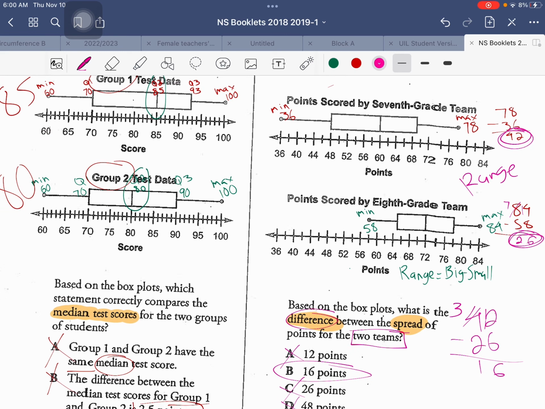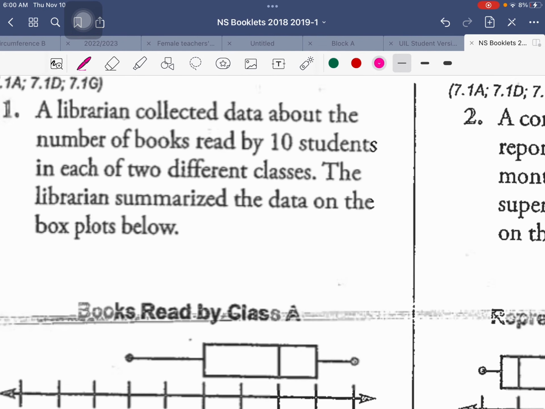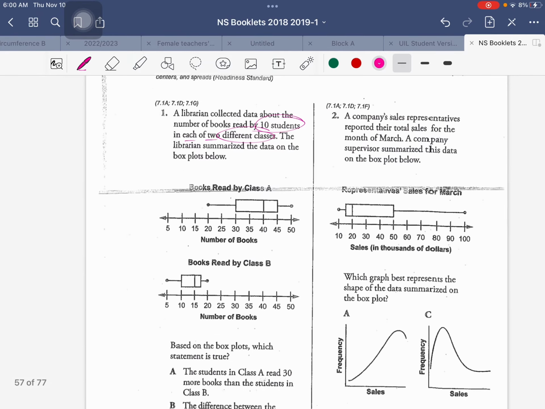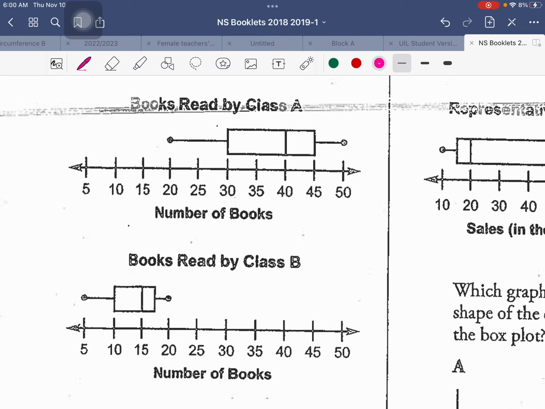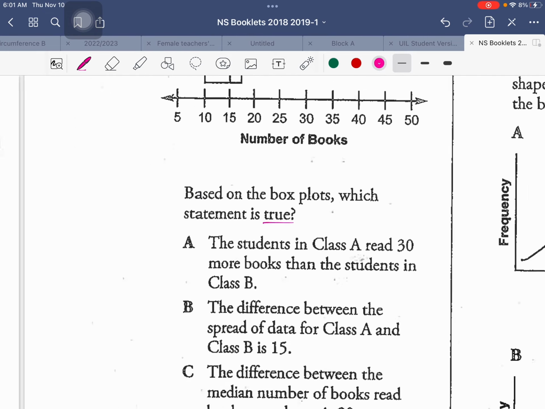Okay, I'm going to move on. You can pause at any moment if you think I'm going too fast. Pero, vámonos. There's no time to waste. A librarian collected data about the number of books read by 10 students in each of 2 different classes. The librarian summarized the data on the box plots below. So right here, I have the box plots. Books read by Class A and books read by Class B.